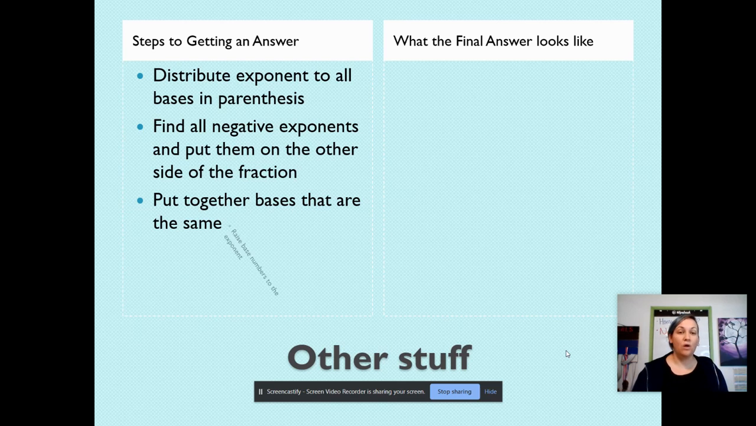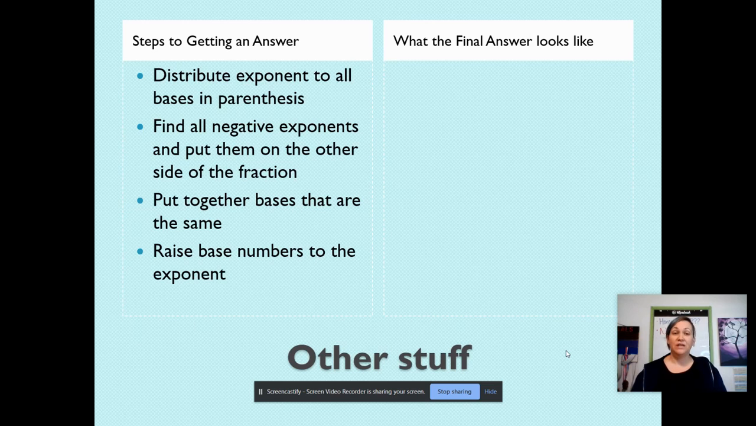Finally, make sure that you are also taking care of your coefficients, your base numbers. The first thing you should do with a coefficient is if it has an exponent on it, you should raise it to the power. So if you have 2 to the 4th, the first thing you do is figure out what is 2 to the 4th.